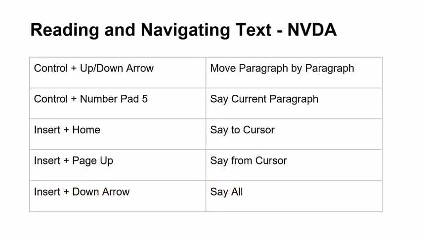And this is the final slide. Control plus up and down arrow will move paragraph by paragraph. Control plus number pad 5 will say the current paragraph.